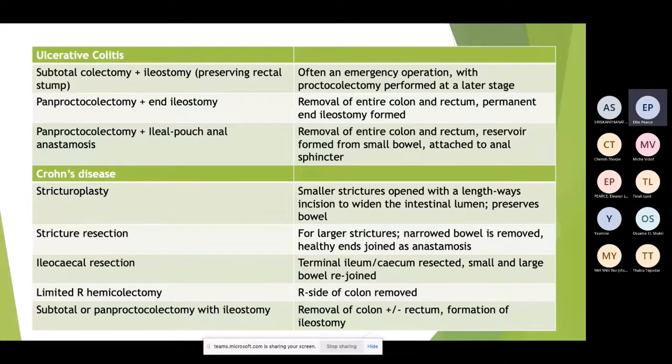So when they've had the subtotal colectomy, the options from there are either they can have their rectum removed and have a permanent ileostomy, or they can have the rectum removed and have a pouch made out of their small bowel, which avoids the need for a stoma. In Crohn's disease, there are types of resection for particularly damaged areas of bowel. But we also do things like strictureplasty, so opening strictures to preserve the bowel.